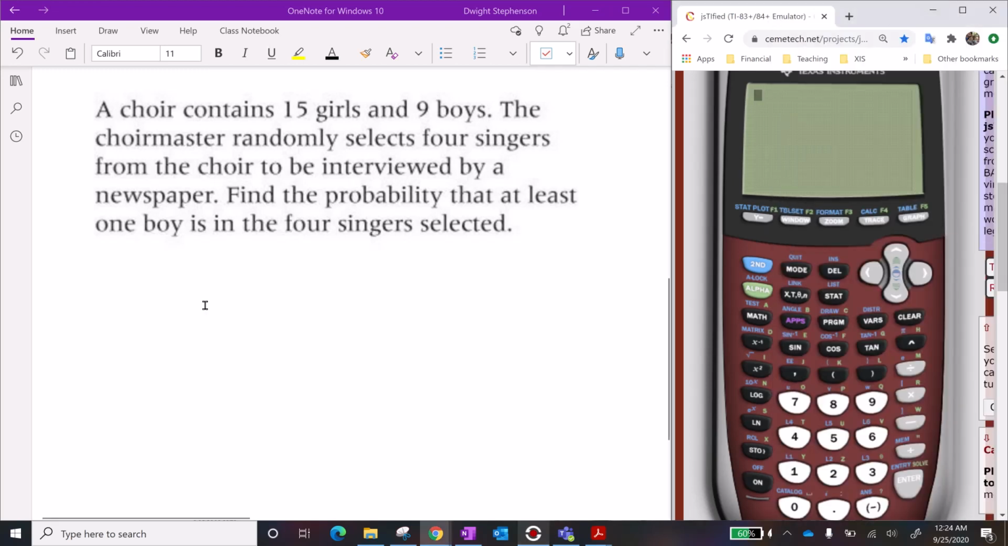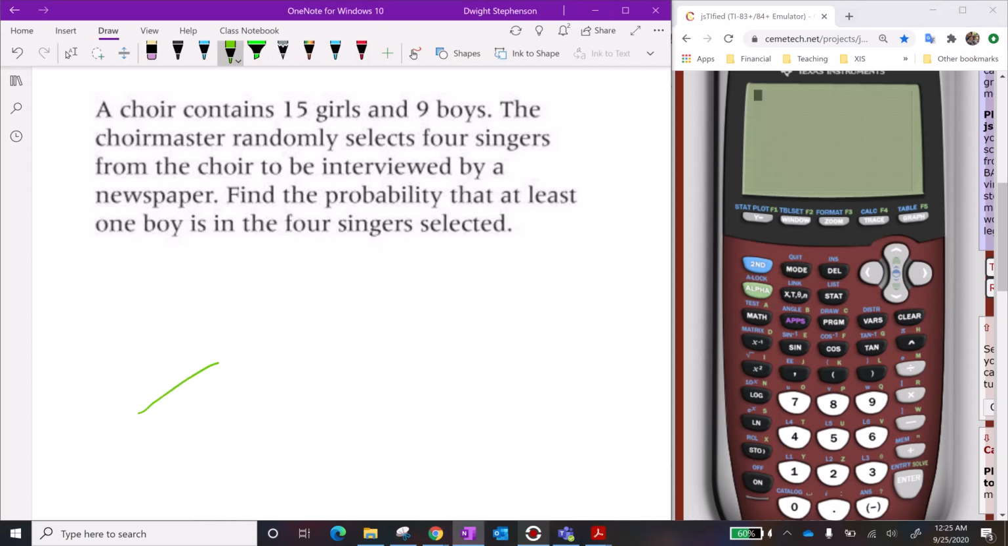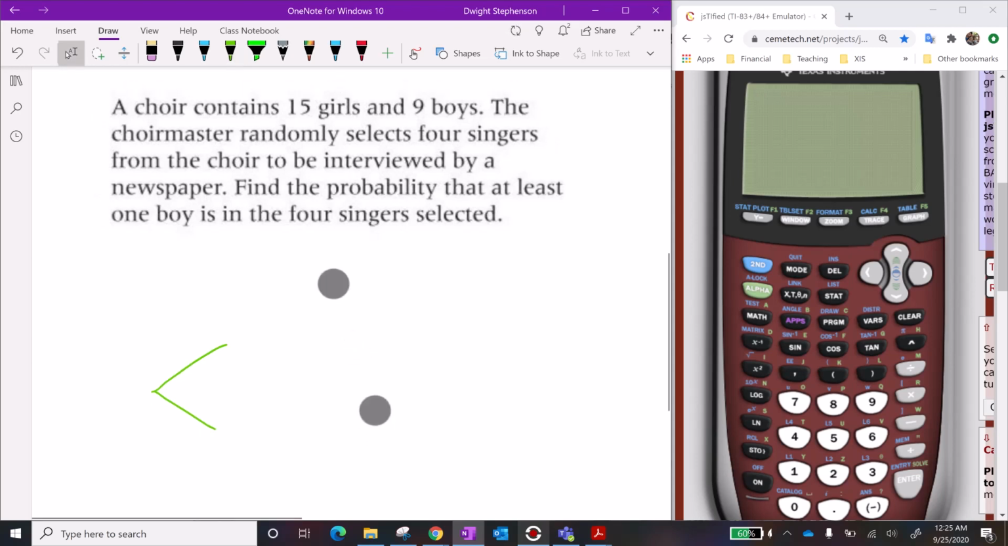Alright, so we're going to go over this problem where a choir contains 15 boys, 15 girls, and 9 boys. And the choir master is randomly selecting 4 singers to be interviewed by a newspaper. So we want to find the probability that at least one boy is in the 4 singers selected. We could try to write out a bunch of stuff, but I think the easiest way to do this is to make a tree diagram because it helps us organize our information really well.